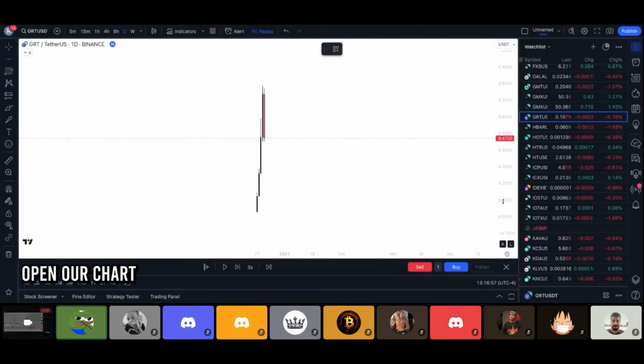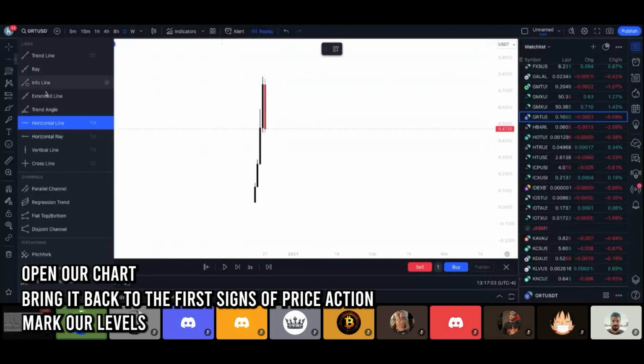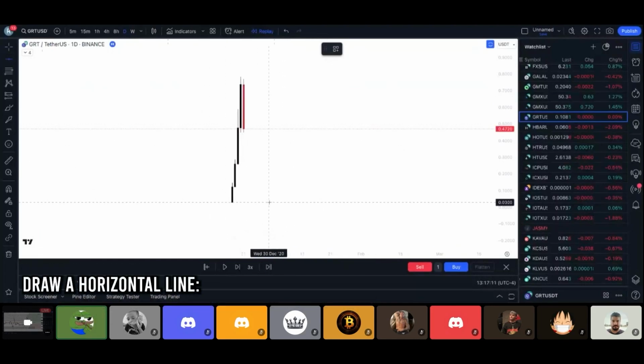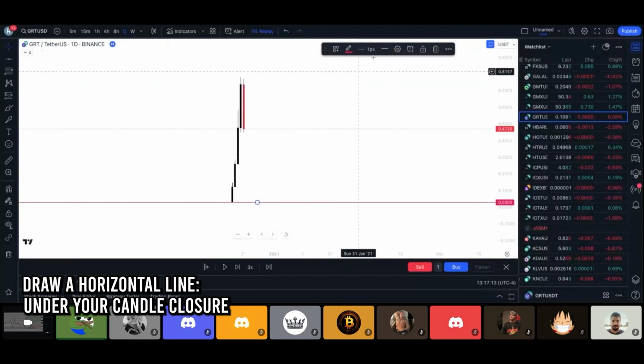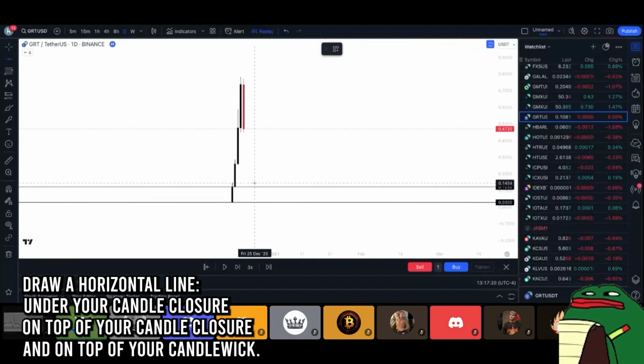Well, we're going to open up the chart. We're going to bring it back to the first signs of price action, and we're going to bring out our horizontal lines because this is going to be able to draw a line throughout your whole chart. So you're never going to have to draw a line again. And we're going to draw a horizontal line under your candle closure, on top of your candle closure, and on top of your candle wick.